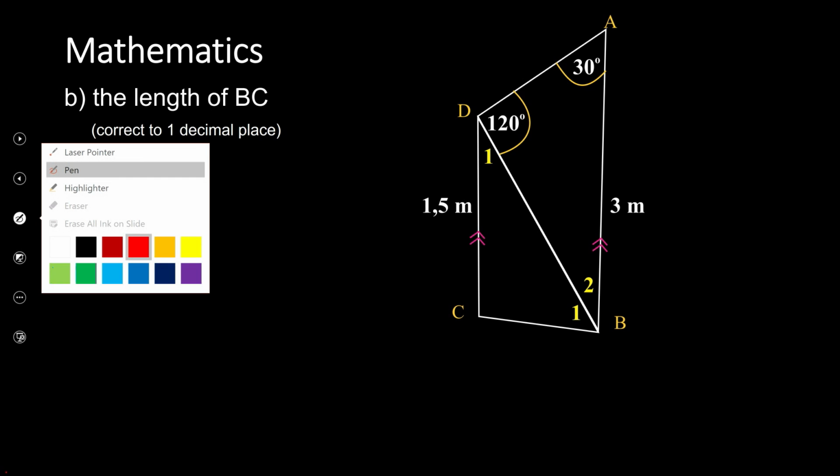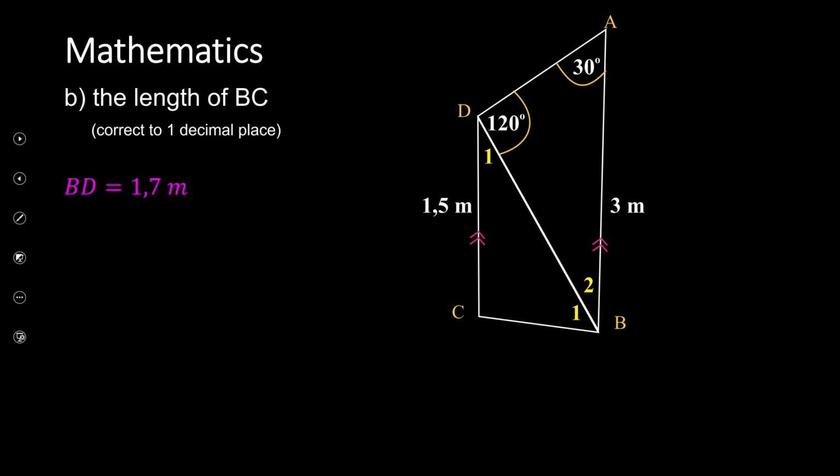So because they want us to find the length of BC, we've already found out that BD is 1,7 meters. But now they want us to find the length of BC, so we've got to work with this triangle.